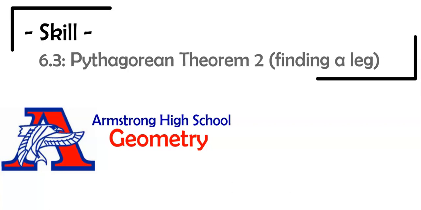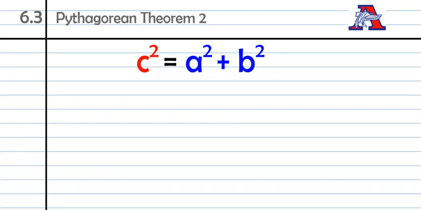This is 6.3, and in this lesson we're going to continue with the Pythagorean theorem, but this time instead of finding the hypotenuse, we're going to be finding a leg. The good news is we get to stick with the same formula that we've been using, c squared equals a squared plus b squared, where c is still the hypotenuse and a and b are still the legs, but this is what we're going to be solving for this time. Put a little asterisk there. We're going to be solving for one of the two legs, either A or B, throughout this lesson.